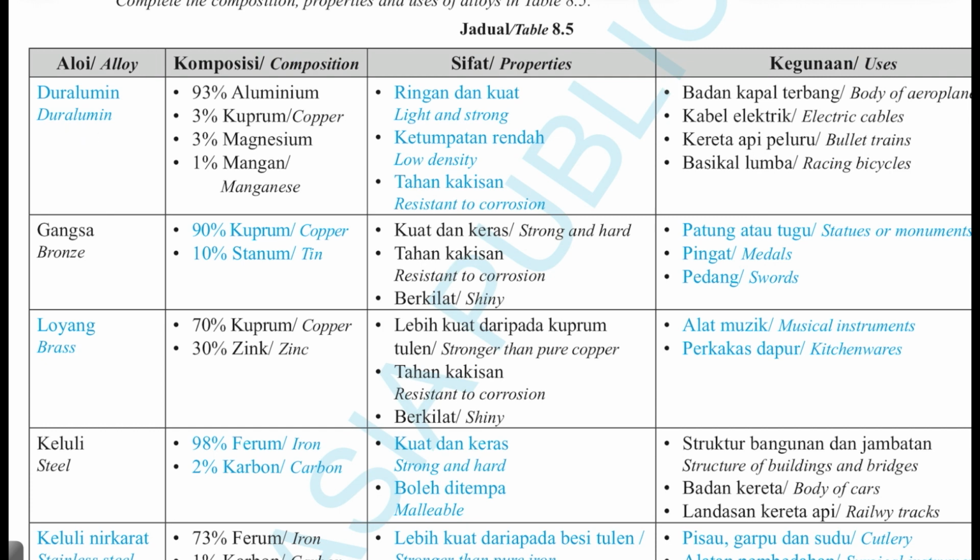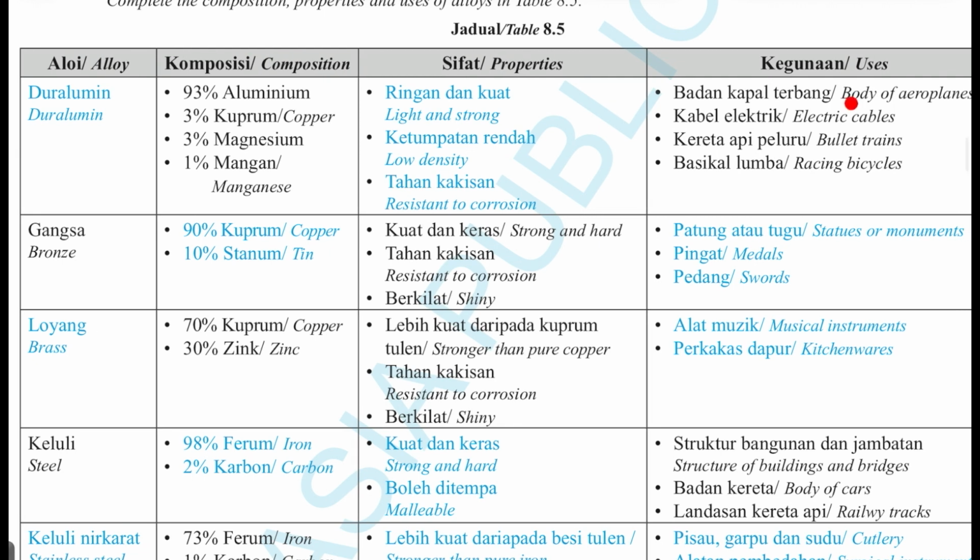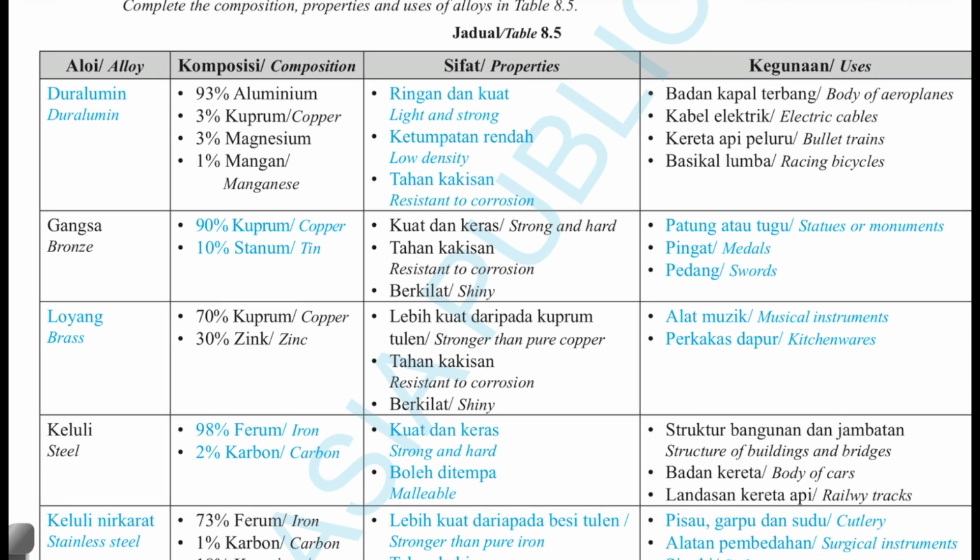So the composition actually is 93% aluminium, 3% copper, 3% magnesium, 1% manganese. So the properties of duralumin is light and strong, low density, resistant to corrosion. We use to make body of aeroplane, electric cables, bullet trains, racing bicycles.